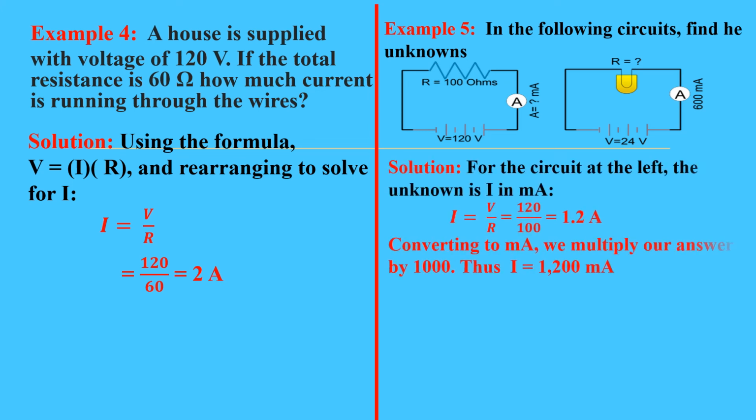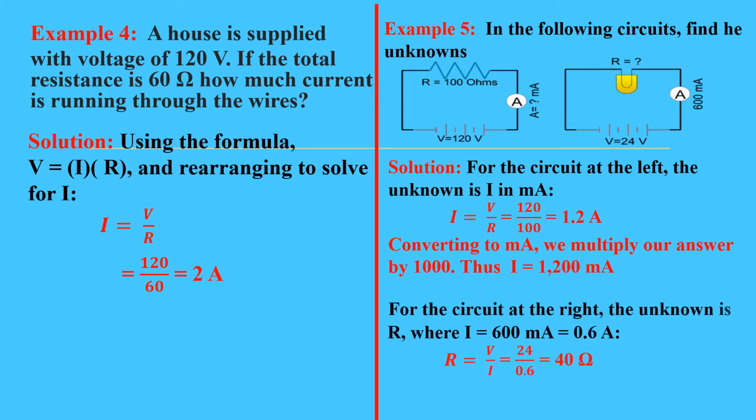Solution. For the circuit at the left, the unknown is I in milliamperes. I equals V over R, which is 120 over 100, or 1.2 amperes. Converting to milliamperes, we multiply our answer by 1,000. Thus, I equals 1,200 milliamperes.